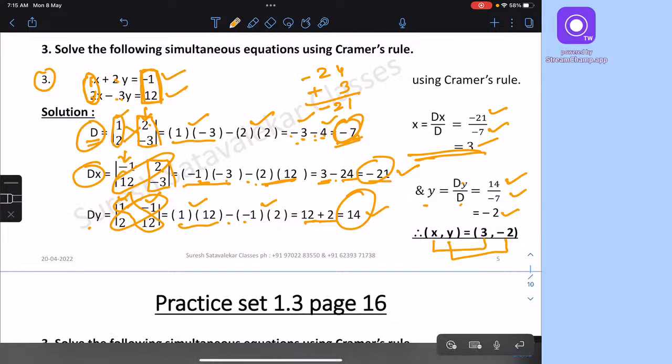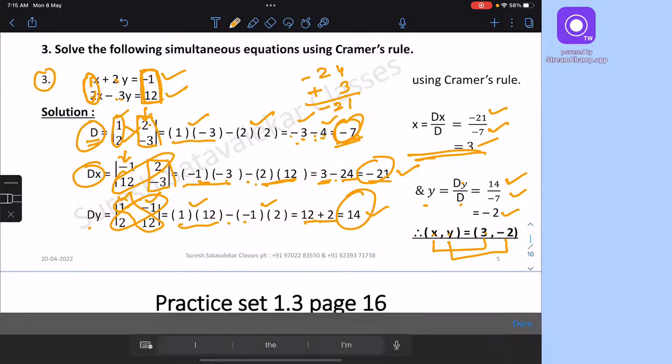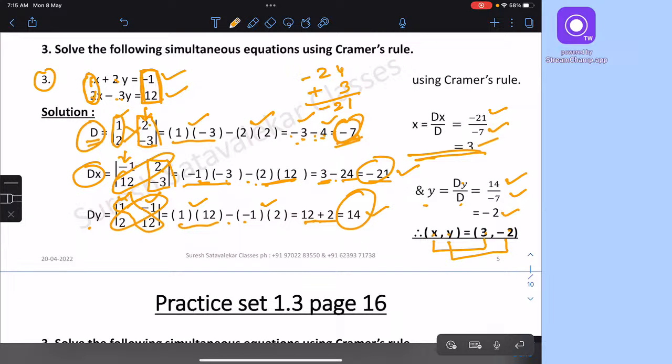When we write in ordered pair, the equality of ordered pair implies that first element is equal to first element, second element is equal to second element.